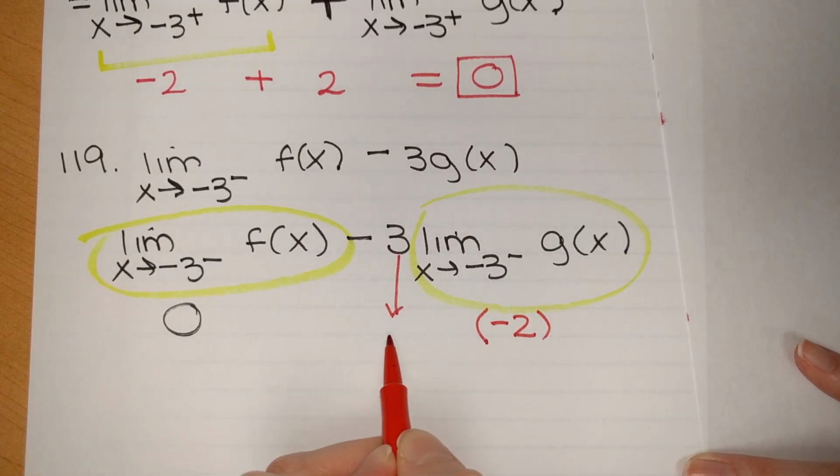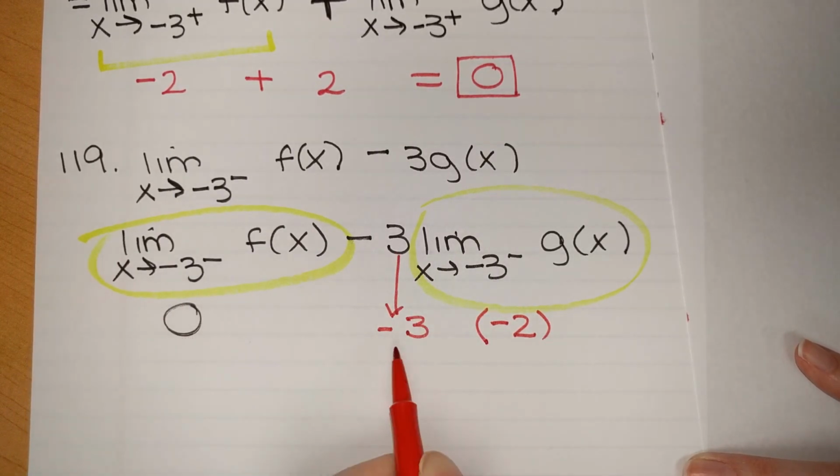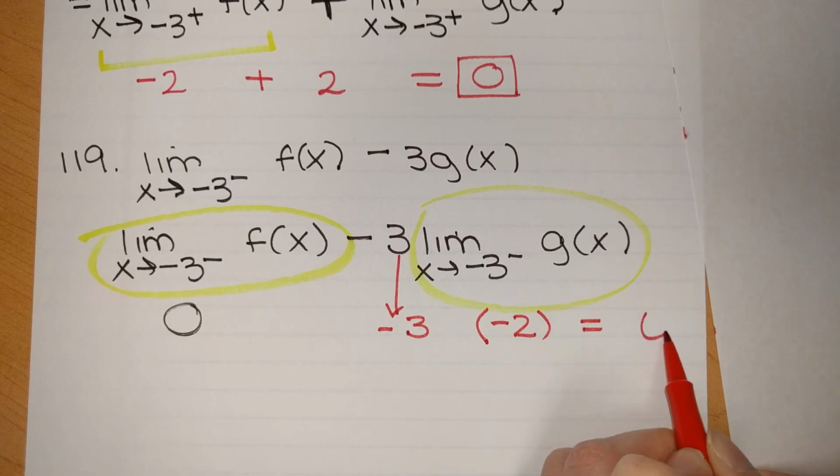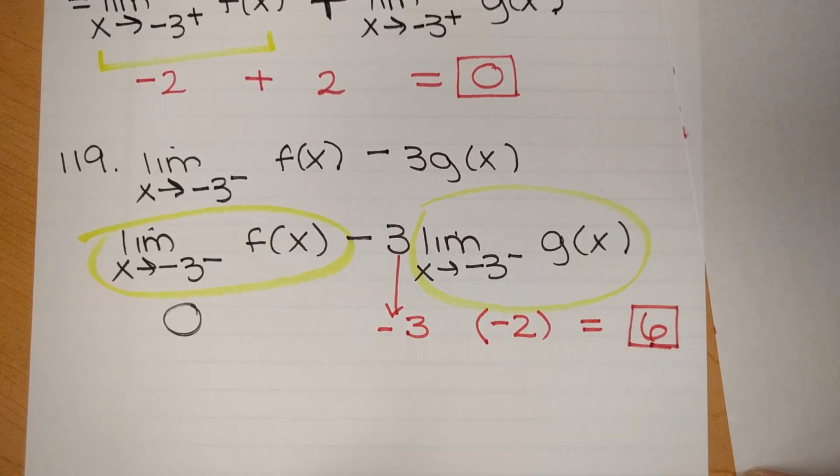Now it still has this -3 here, so we have 0 minus 3 times -2, and that evaluates to a +6 for our limit.